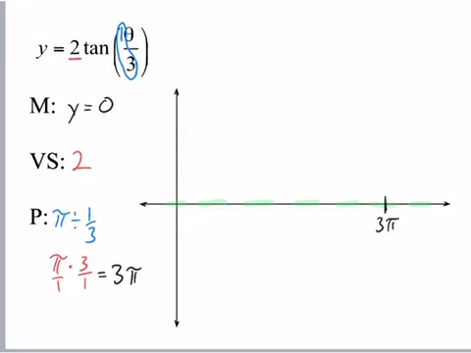Now, if we think back to tangent, halfway between that would be right here, and that would be 3 pi over 2. Isn't it half of 3 pi? Isn't halfway an asymptote for a tangent? So I'm going to draw a vertical asymptote through that. Halfway through the period, we'll have a vertical asymptote.